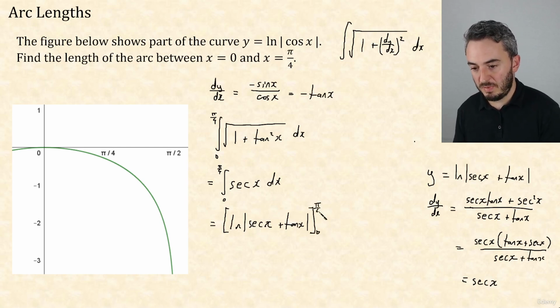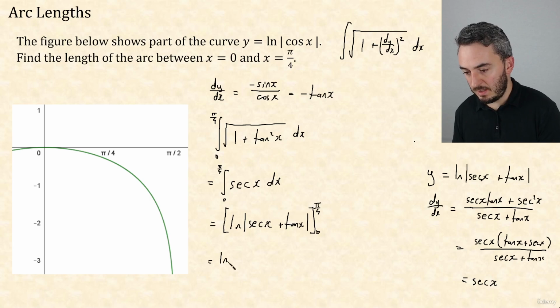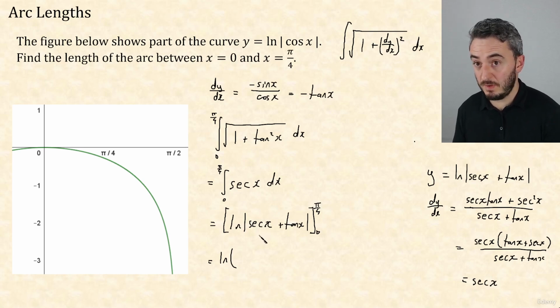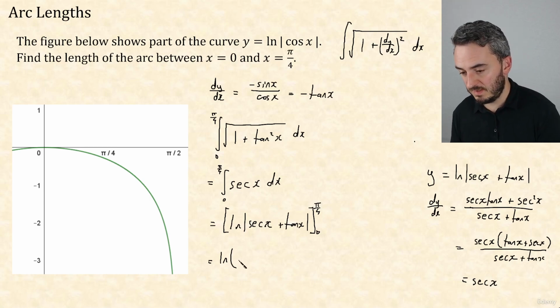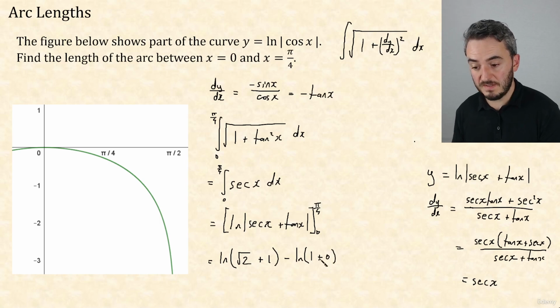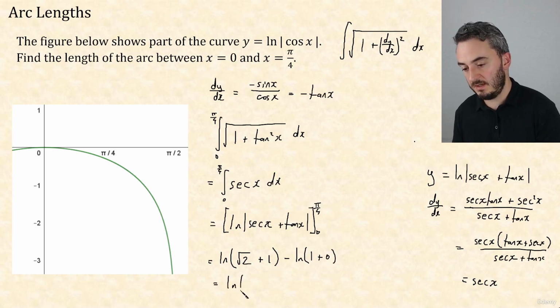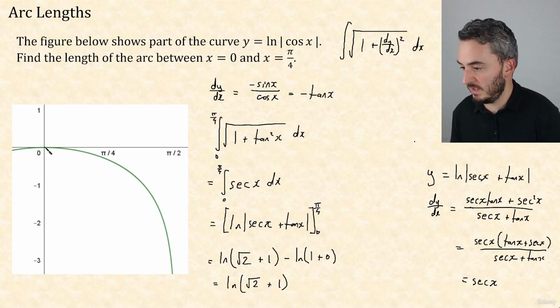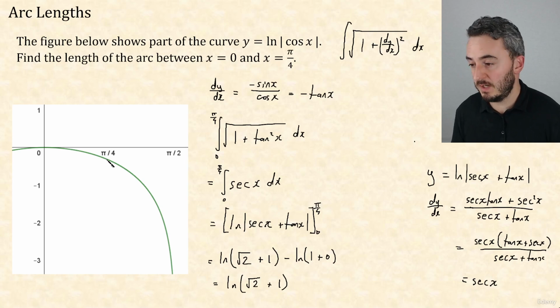Okay, let's sub in pi over 4 and 0. So subbing in pi over 4, well, cos of pi over 4 is root 2 over 2, so sec x is the reciprocal of that, which is 2 over root 2, which is root 2. Tan of pi over 4 is 1. Now we sub in 0. Sec of 0 is 1, tan of 0 is 0, ln of 1 is 0. So our exact answer here is ln of root 2 plus 1. That is the length of the arc between 0 and pi by 4.